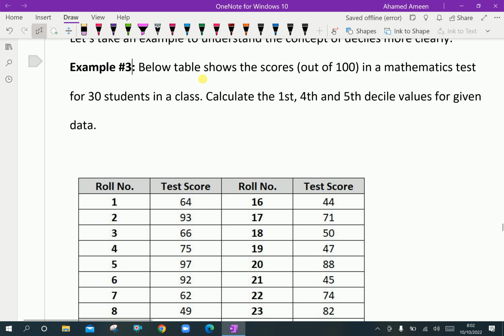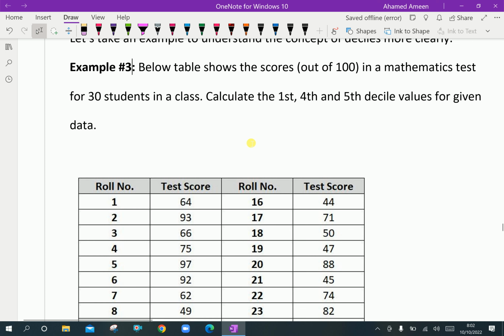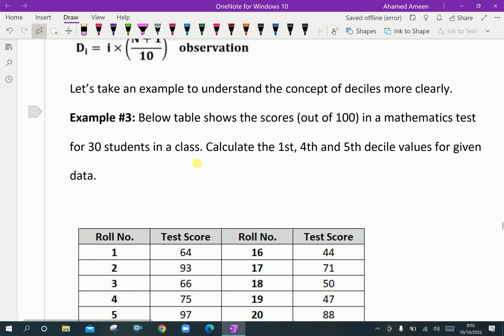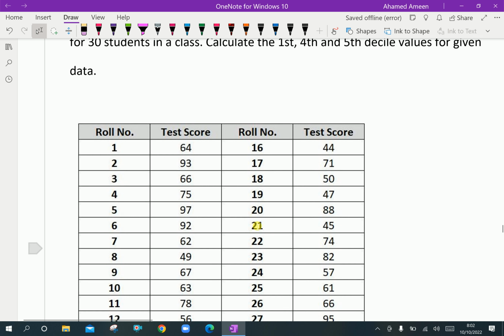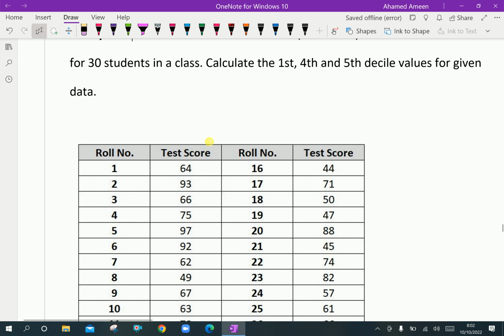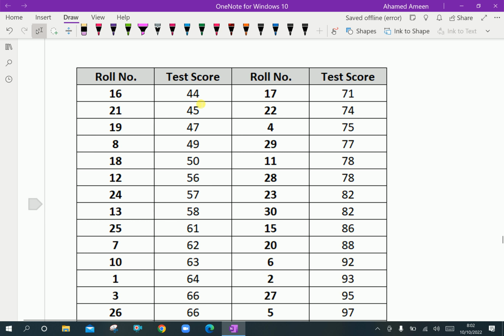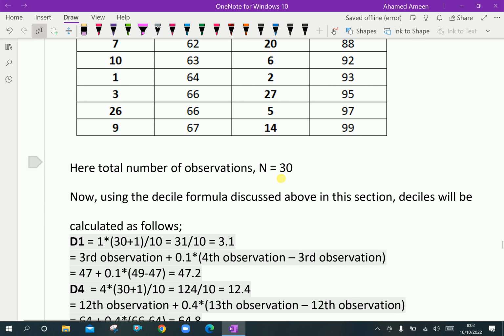The table shows the mathematics test scores out of 100 for 30 students, 15 students in each part, given in disorder. We have to arrange them in ordered fashion, that is ascending order. Here the total number of observations is n equal to 30.